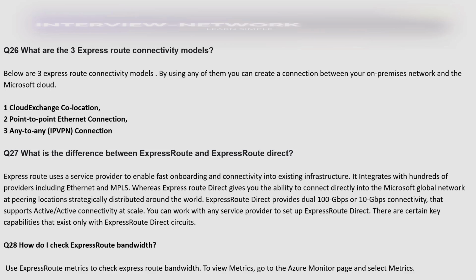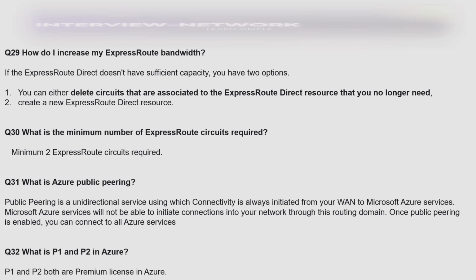How do I check ExpressRoute bandwidth? Use ExpressRoute metrics to check ExpressRoute bandwidth. To view metrics, go to the Azure Monitor page and select metrics. How do I increase my ExpressRoute bandwidth? If the ExpressRoute Direct doesn't have sufficient capacity, you have two options. Number one, you can delete circuits that are associated to the ExpressRoute Direct resource that you no longer need. Number two, create a new ExpressRoute Direct resource.